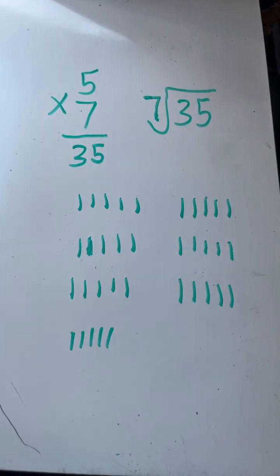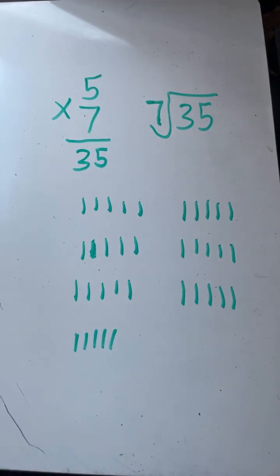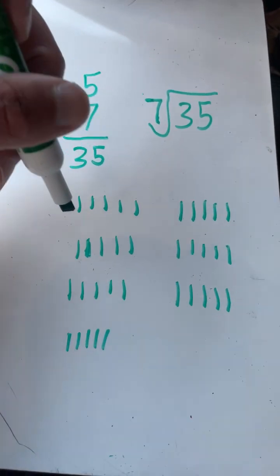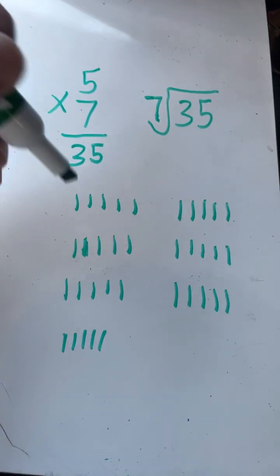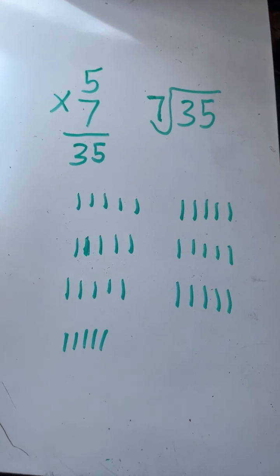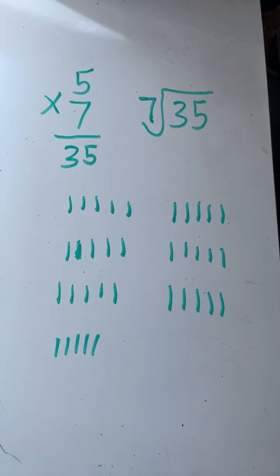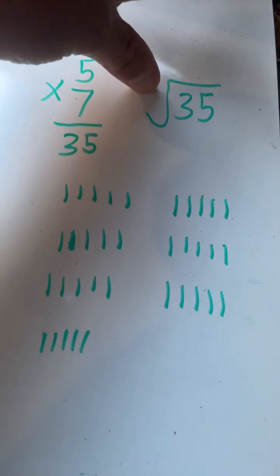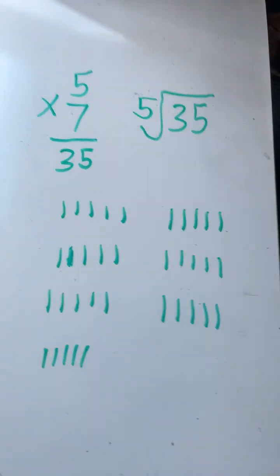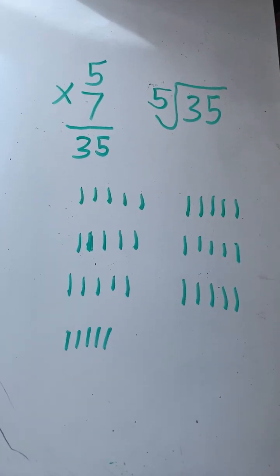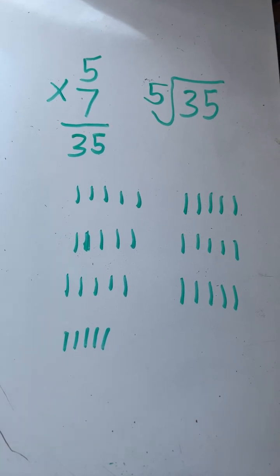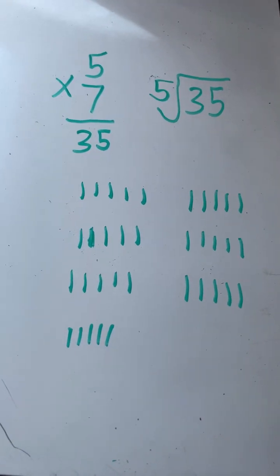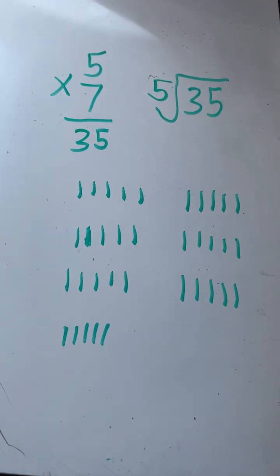So here, I have a total of 35 tallies. I'm going to count how many groups I have within that 35. I'm going to draw a circle around each row of 5. I'm going to see how many groups I have. So 35 divided by 5. So here I have 35 total tallies. I have them in groups of 5. So now for the division problem, I'm going to put a circle around each group and count my groups.